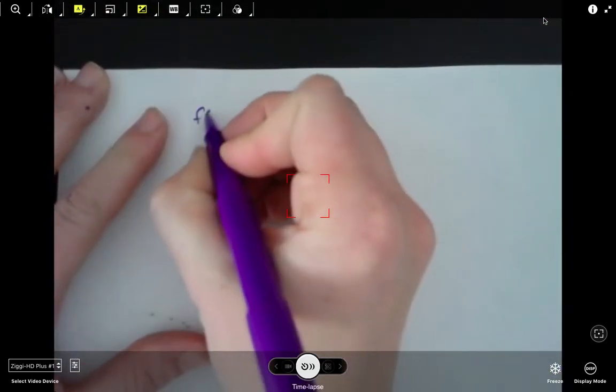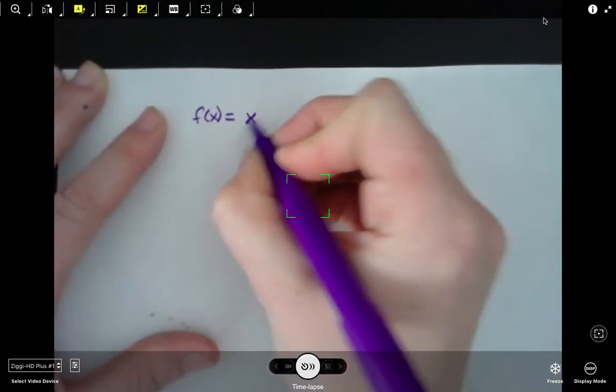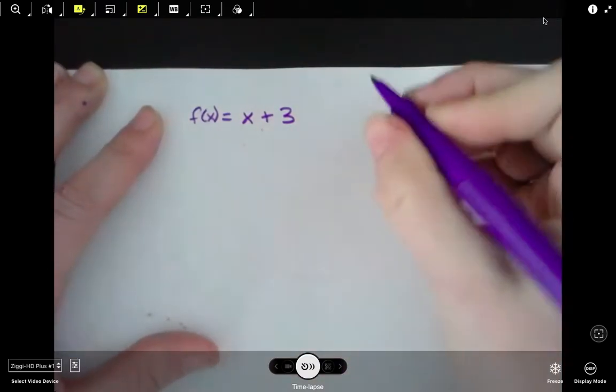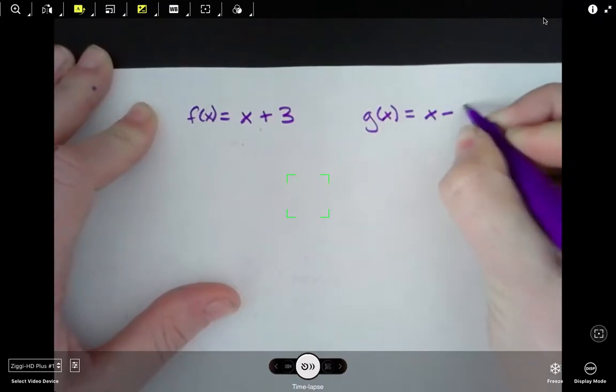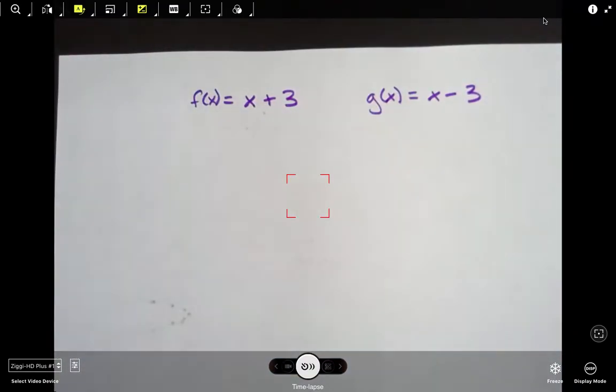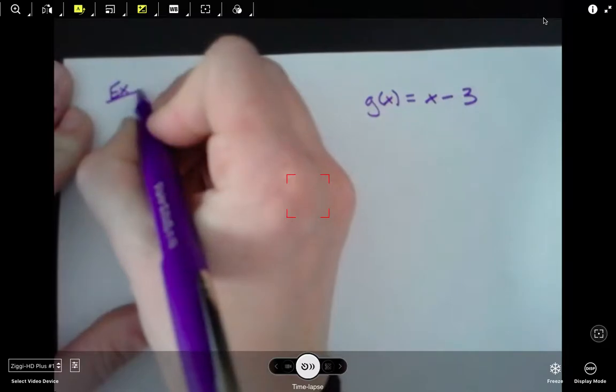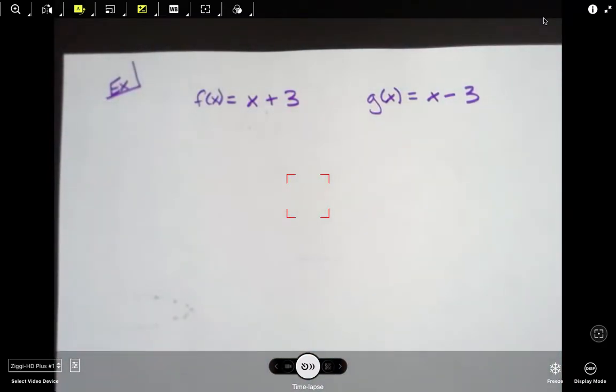Let's say f of x equals x plus 3 and g of x equals x minus 3. Let's say this is your next example. Okay, let's say that you have those two functions, and I want to determine whether those two functions are inverses. I want to know if those are inverses of each other.